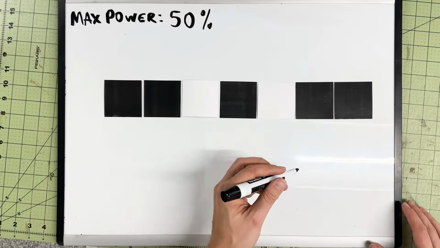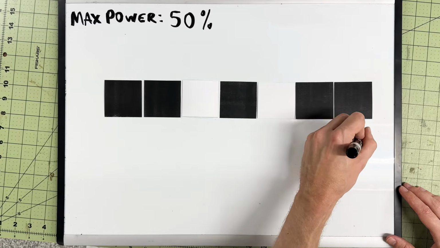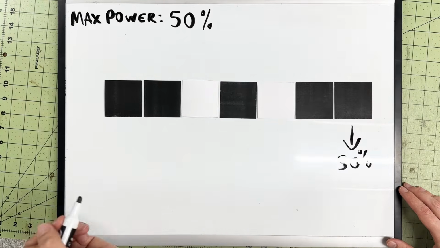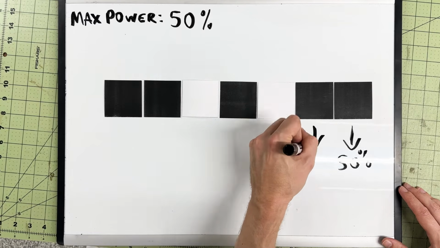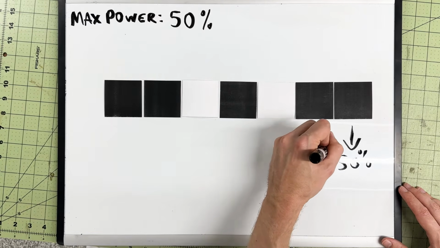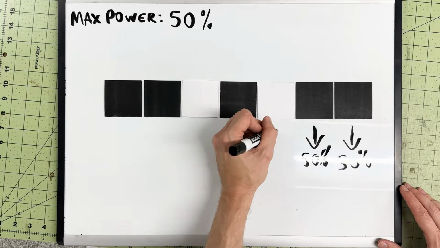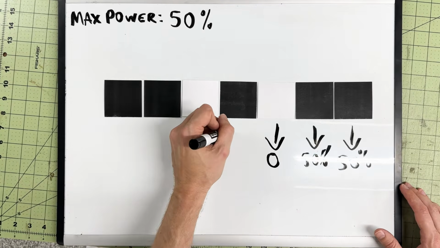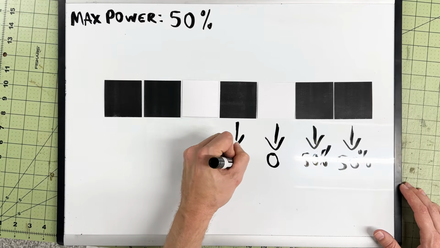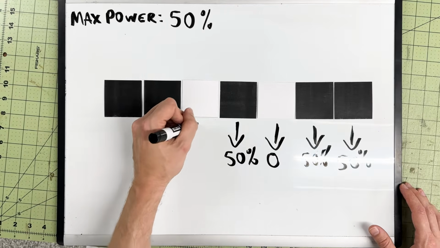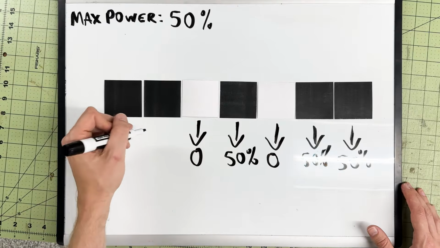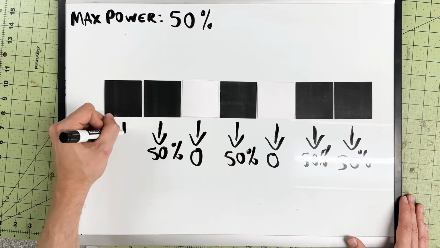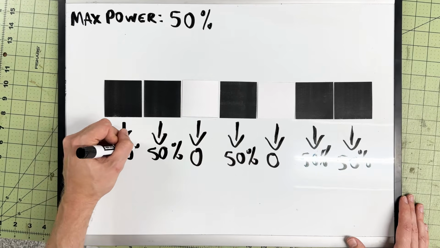When your laser comes across a black pixel, it's going to fire at the max power, which is 50%. Comes across another black pixel, 50%. Comes across a white pixel, 0, it doesn't fire. Comes across a black pixel, 50%. Comes across a white pixel, 0. Comes across a black pixel, 50%. And comes across another black pixel, 50%.